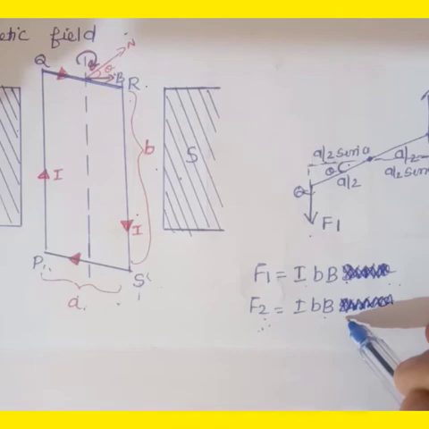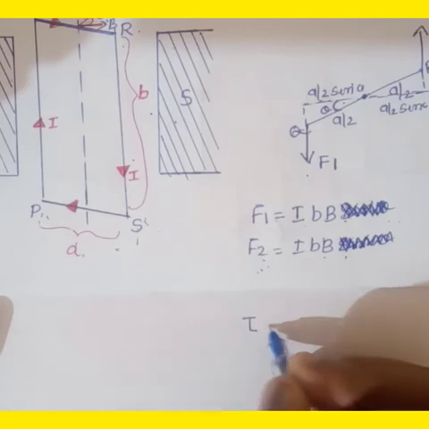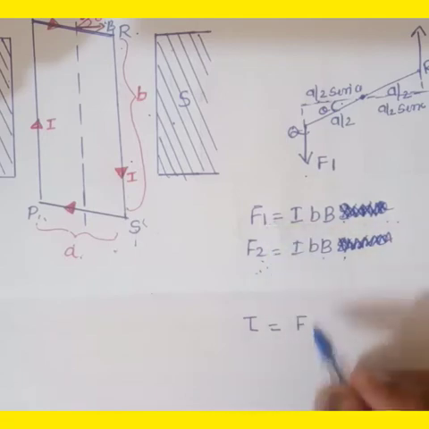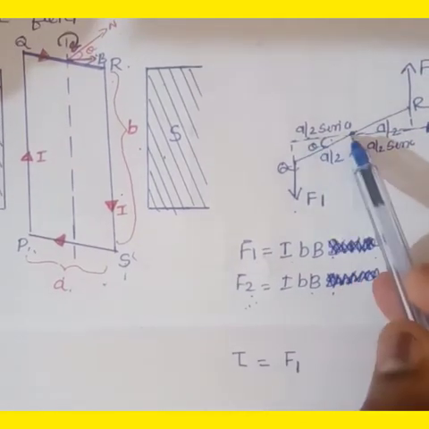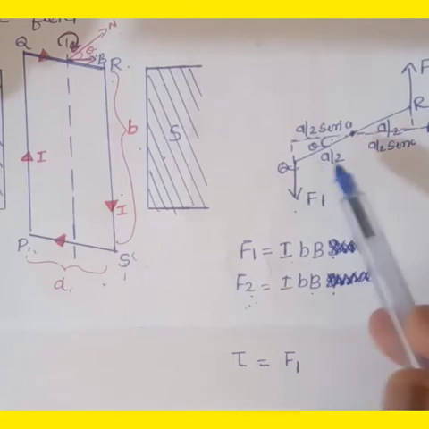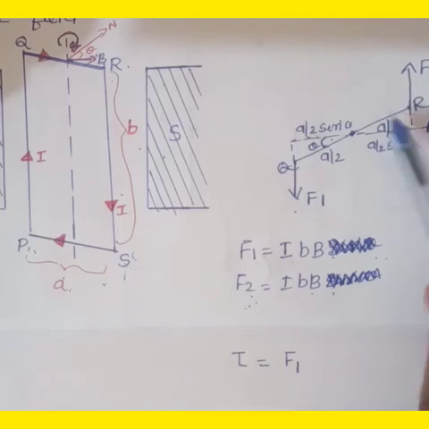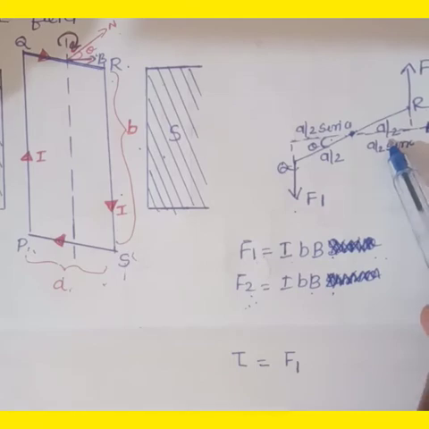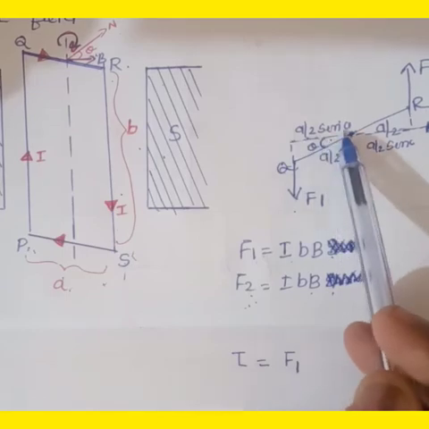Then you have to find the torque. Tau is equal to force into perpendicular distance. For the first case, F1 into the perpendicular distance. Here the perpendicular distance is a by 2 sin theta. You already studied this in 11th standard. Suppose QR is the arm, then it is equally divided, so this side becomes a by 2 and that side becomes a by 2. So its perpendicular distance is a by 2 sin theta.